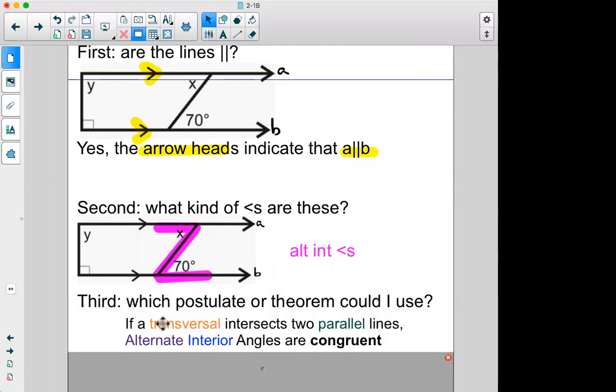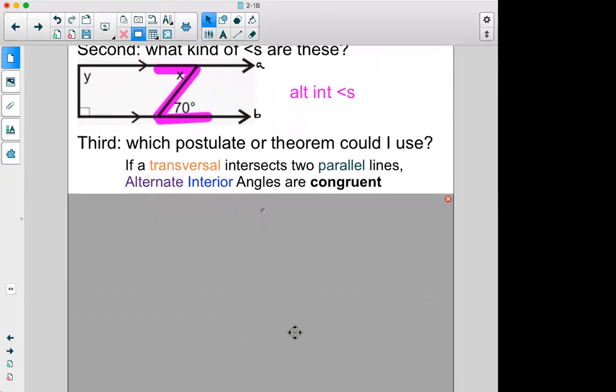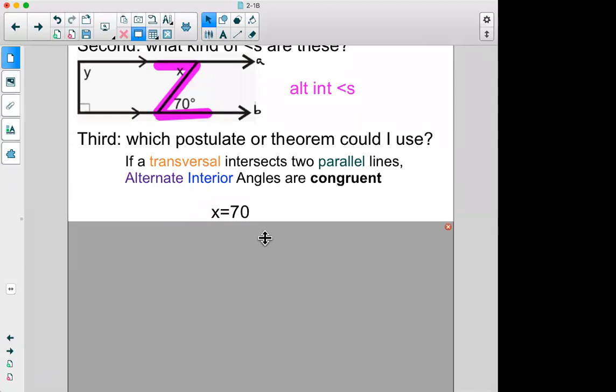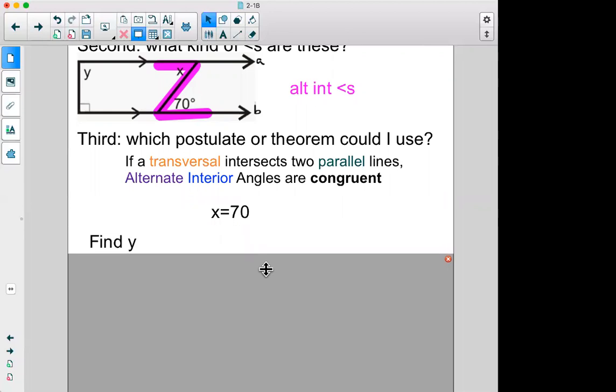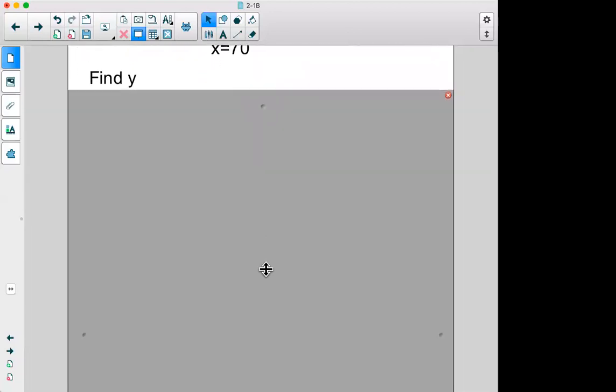We can use the theorem that states if a transversal intersects two parallel lines, alternate interior angles will be congruent. And congruency means their measurements are equal, and so X will be 70 degrees. Next, we'll focus on Y. We'll do the same steps.